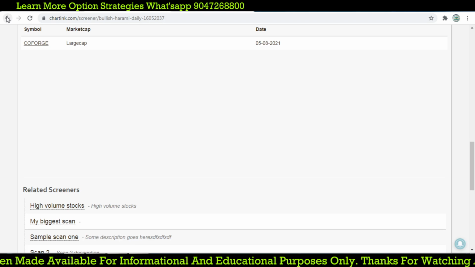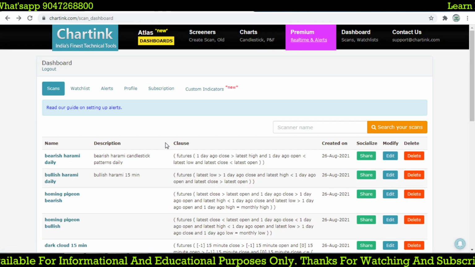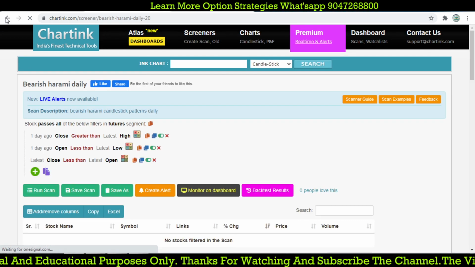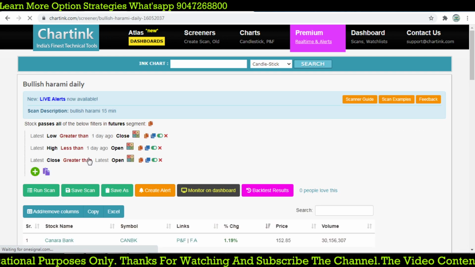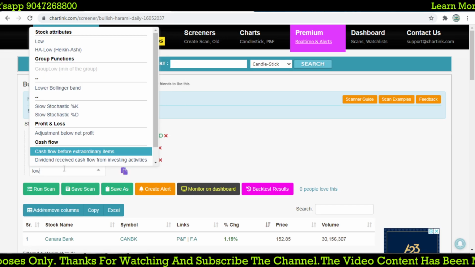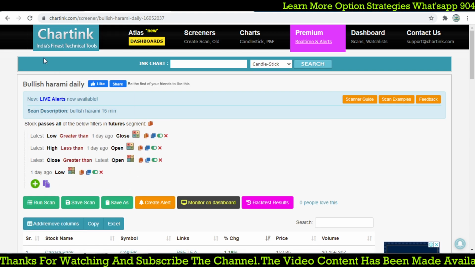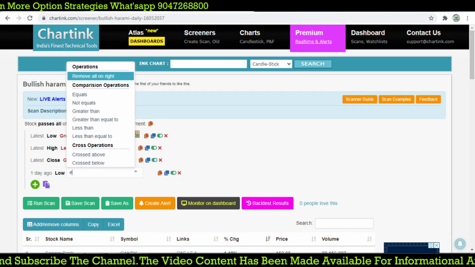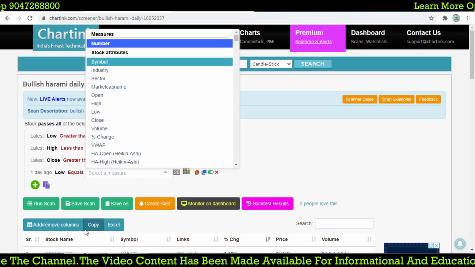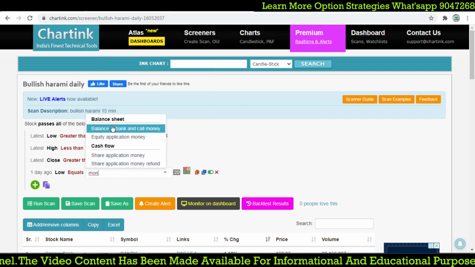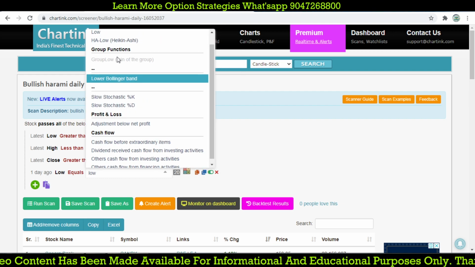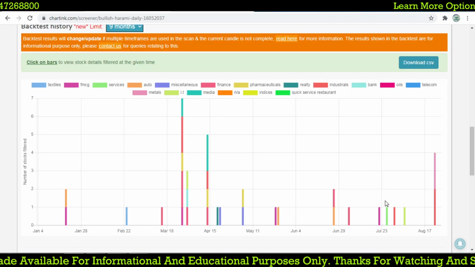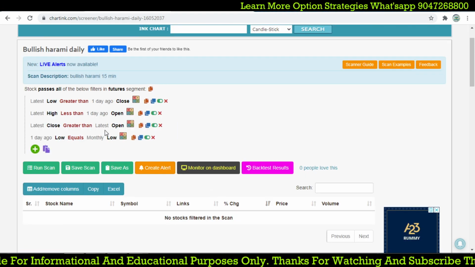Okay, so now the code is ready. We have the bearish RME and now a bullish RME. We added only one thing: the low of 1 day ago is equal to the monthly low. Got it? The same result starts here, and the previous candle should be red, right?